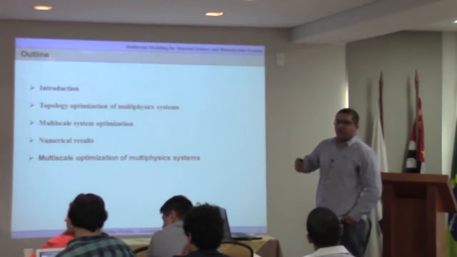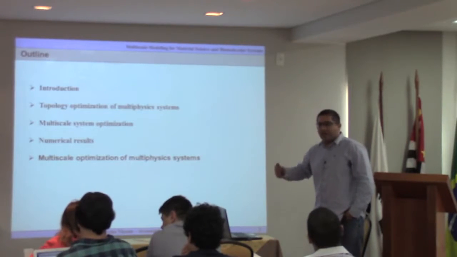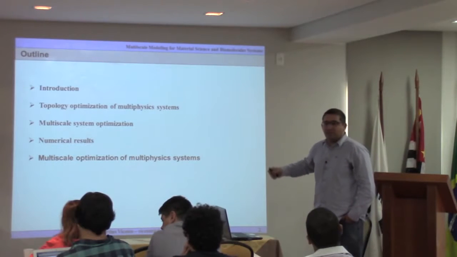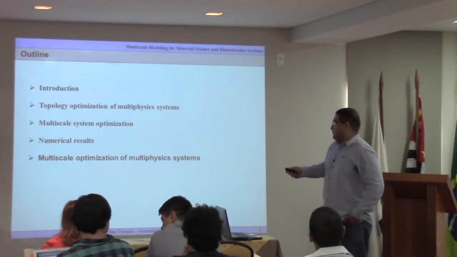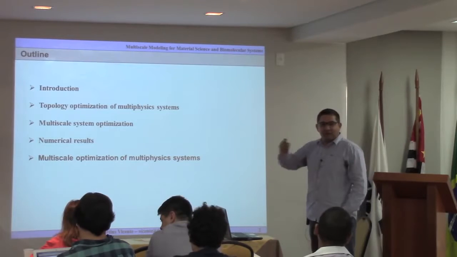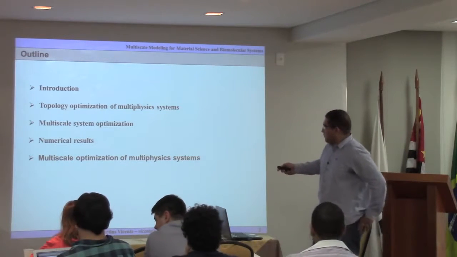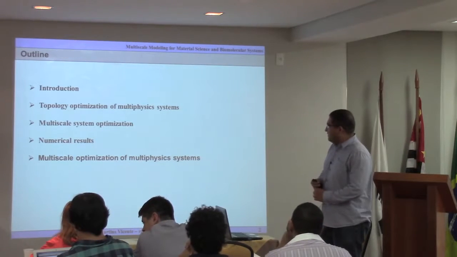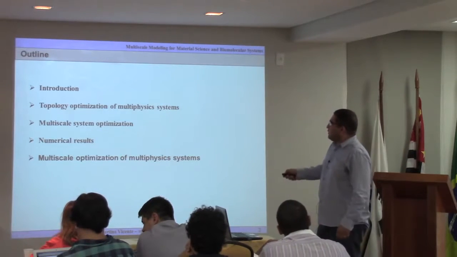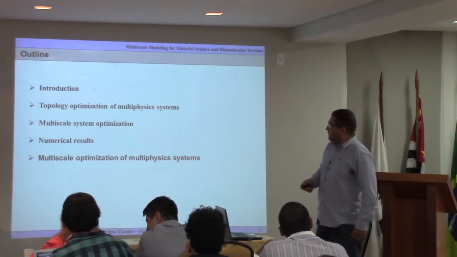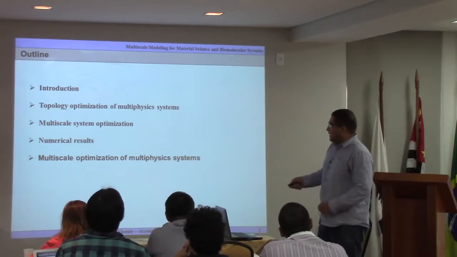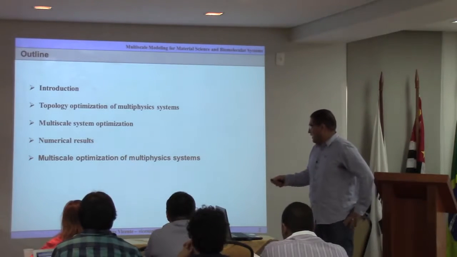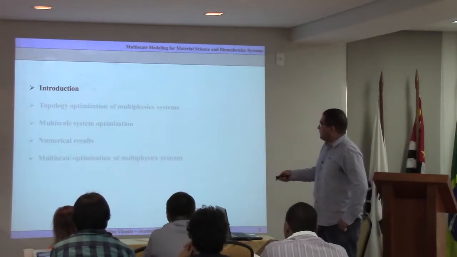Since my colleagues have already talked about finite elements and topology optimization, I'm probably going to go fast in this presentation, because we are running out of time and they already talked about optimization. So basically we are going to cover topology optimization of multiphysics, some explanation, multiscale system optimization, numerical results, and our ongoing work, which is multiscale optimization of multiphysics systems.